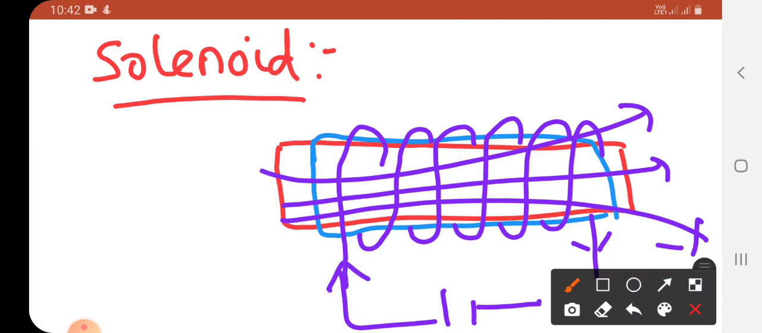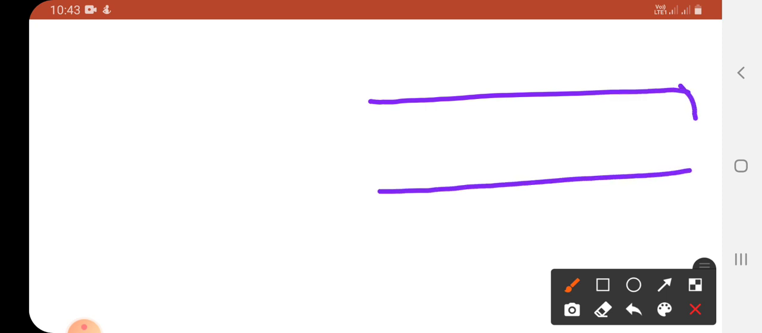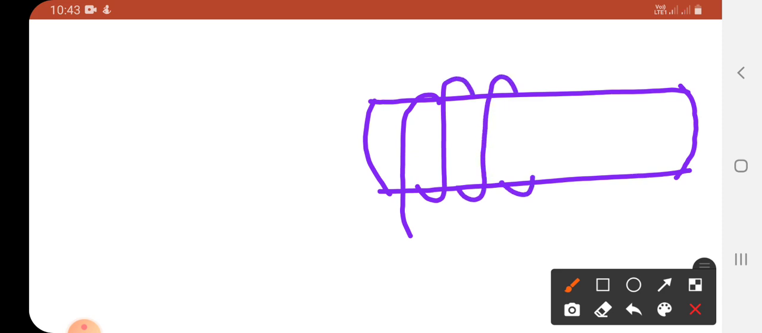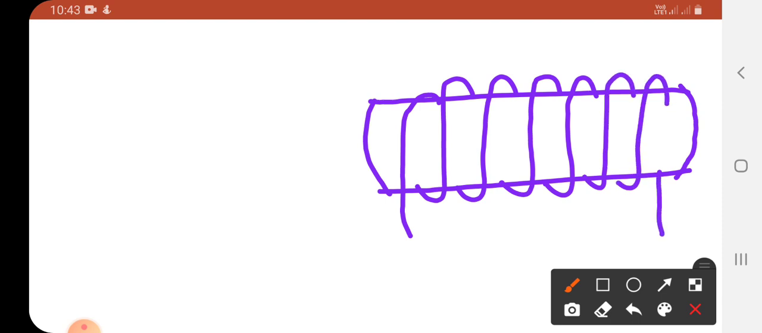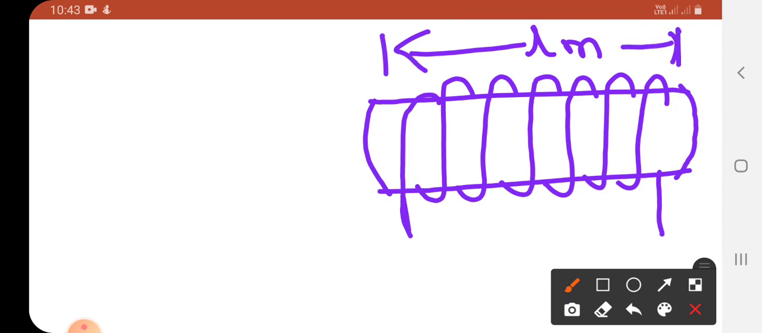Just let me draw this. Now we are going to find the self inductance of the solenoid. So first, this is the solenoid. It contains n number of turns like this, and the length of the solenoid is L meters, like that we assume.